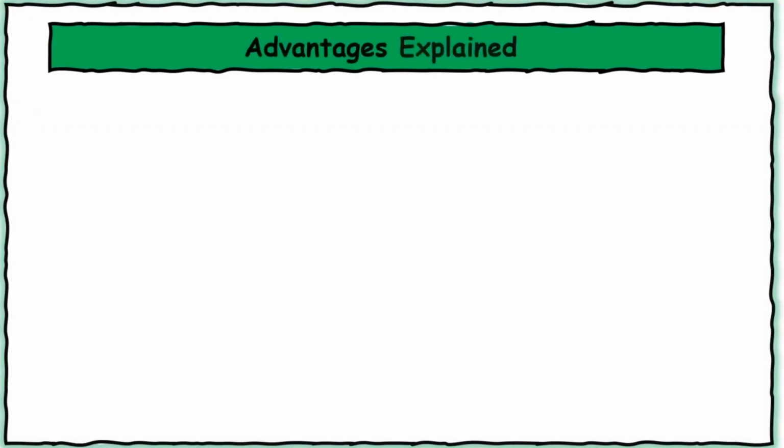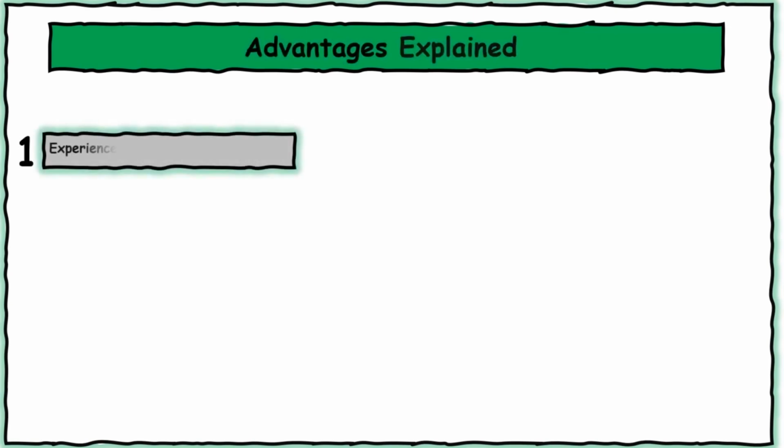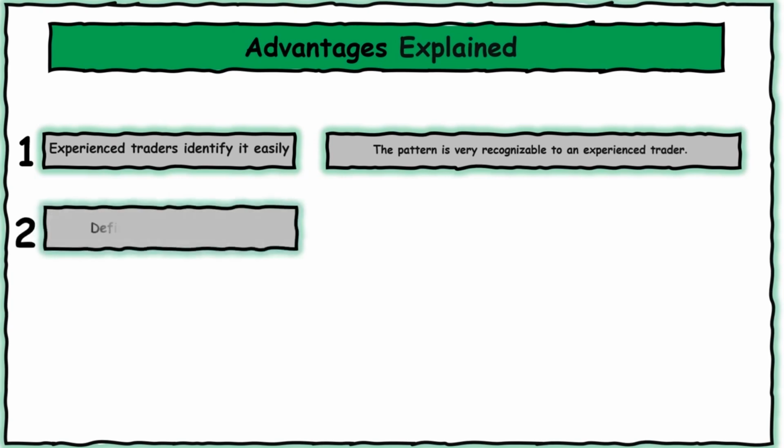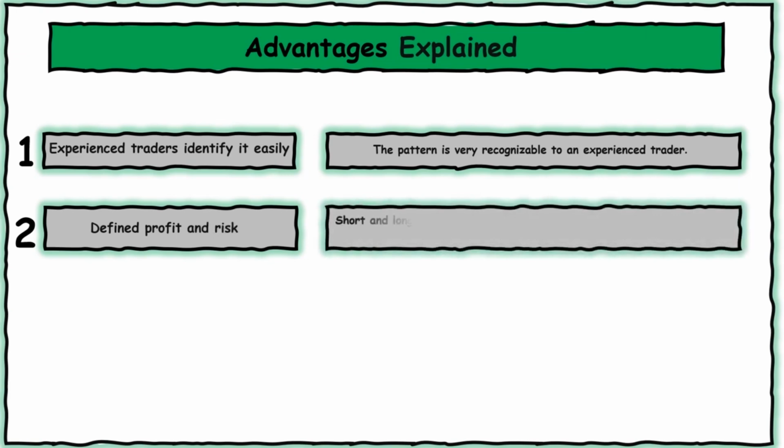Advantages explained. 1. Experienced traders identify it easily. The pattern is very recognizable to an experienced trader. 2. Define profit and risk. Short and long entry levels and stop distance can be clearly defined with confirmation openings and closings.